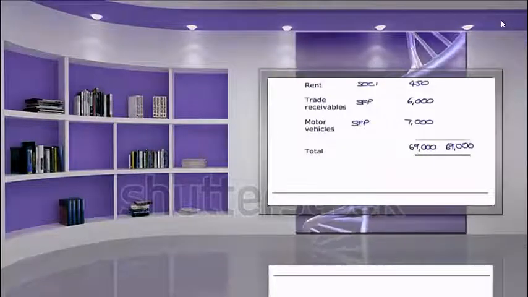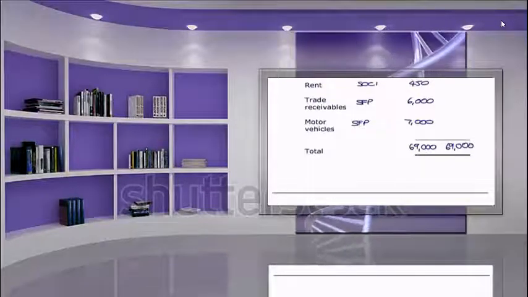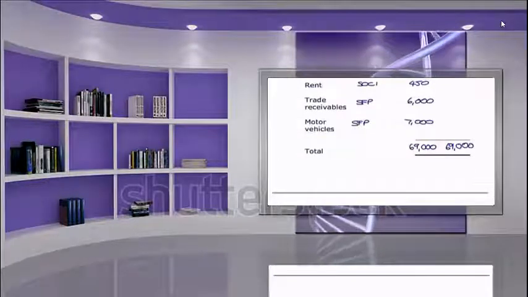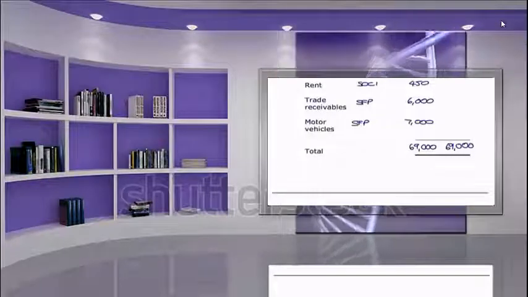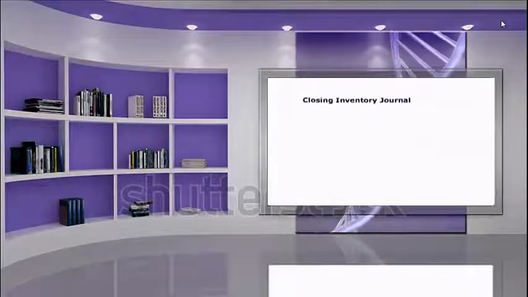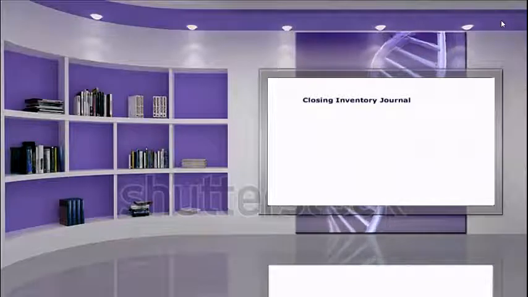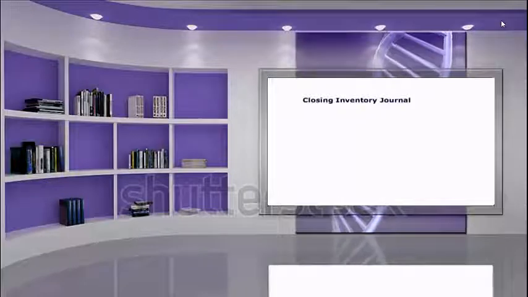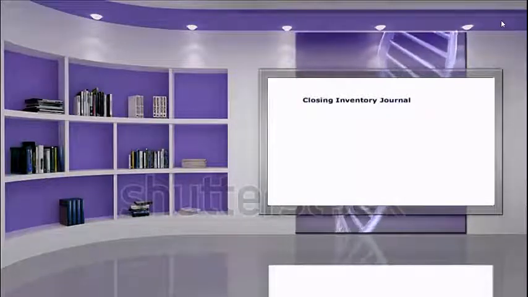Now, this isn't the final thing that we need to do before our financial statements. At this point, we need to do one final journal. And this final journal is all to do with inventory. Now, we're going to deal with the idea of closing inventory or ending inventory. Closing inventory is all the stock left in the business at the end of the accounting period that hasn't yet been sold to external customers.